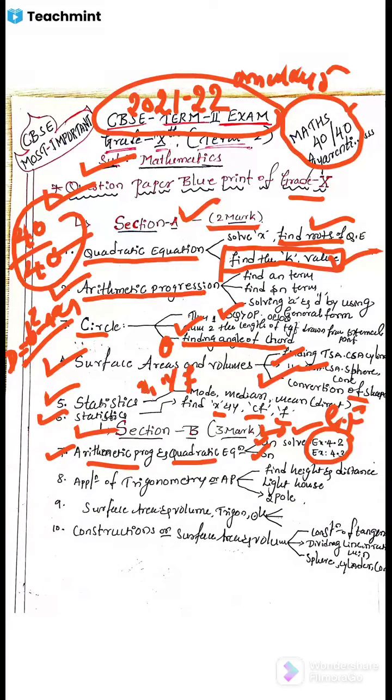Next, coming to the 8th one. The 8th question will come from some applications of trigonometry or AP. If they ask from the chapter applications of trigonometry, it will be finding heights and distances, as you well know, such as the aeroplane example, finding the height of a pole, the distance between boats, and also the lighthouse.